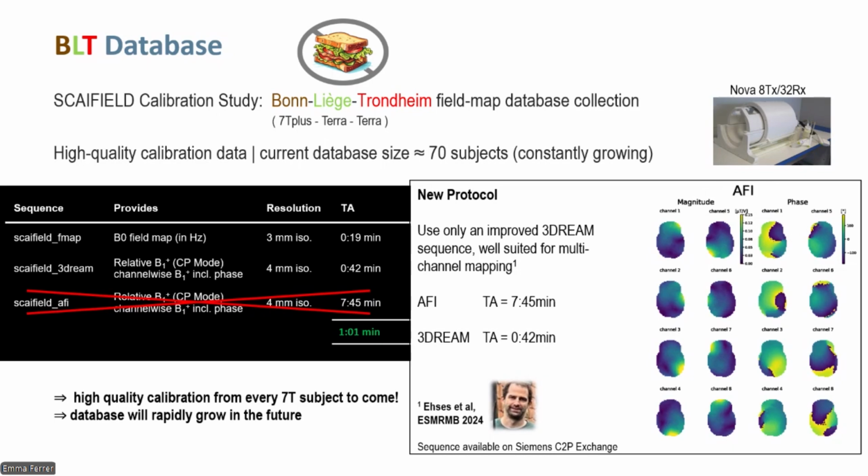Now, even though in the future we don't need to have these field maps to calculate our pulses for this scan session, they are so short that we can still include them. So our database will grow rapidly in the future. With every subject that we scan, we're going to include these mapping sequences, so that we have a really large B0 and B1 database soon.